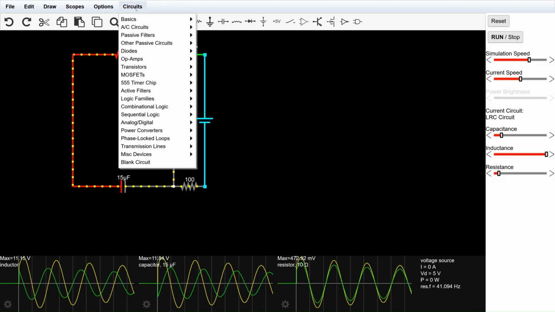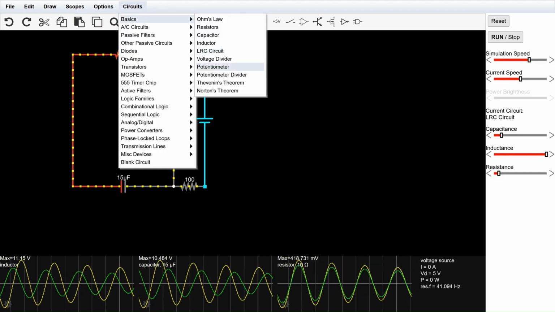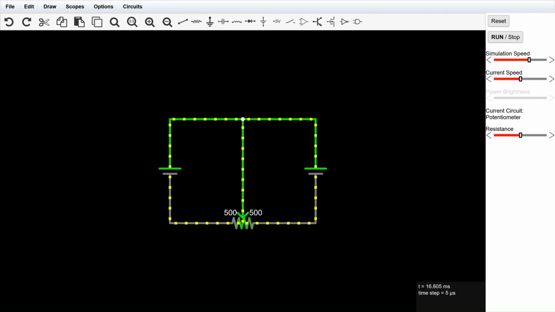Hey everyone, today we are looking at the potentiometer circuit of the Falstad Simulation series. A potentiometer is a variable resistor that contains a resistive track and a movable wiper. It acts as a voltage divider, allowing you to adjust the output voltage mechanically. Potentiometers are commonly used in volume controls, sensor readings, and various control circuits.